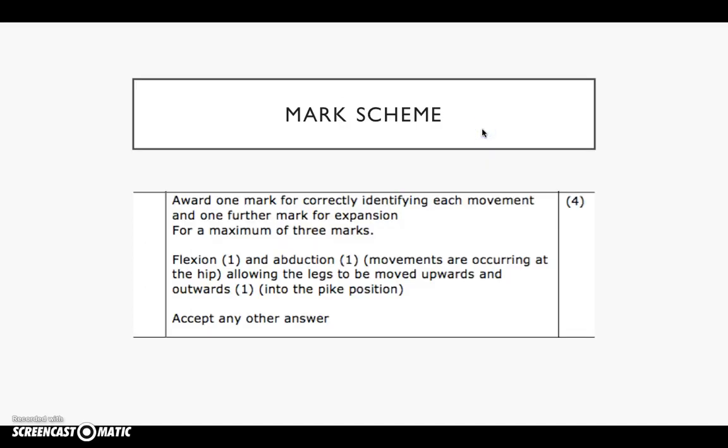So the answer you should have is flexion and abduction. So literally just go through the actual movements. That gets you 2 marks straight away because they're the movements that are occurring at the hip, allowing the legs to be moved upwards and outwards. Pretty self-explanatory. Into the pike position. You wouldn't have to say that, but there you go, into the pike position, because that's what's happening. Accept any other answer which is specific with regards to movements and the actual joint itself.